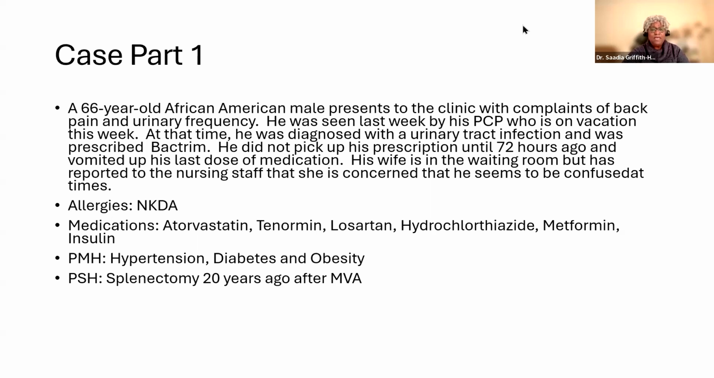His wife brought him in and is in the waiting room. She's not in the room with him, but she reported to the nursing staff that she's concerned because he seems to be confused at times. As you can see, he's not allergic to anything. He's on the usual medications that somebody with diabetes might be on. Hypertension, diabetes, and obesity is his past medical history. And his past surgical history is he had a splenectomy 20 years ago after a motor vehicle accident.